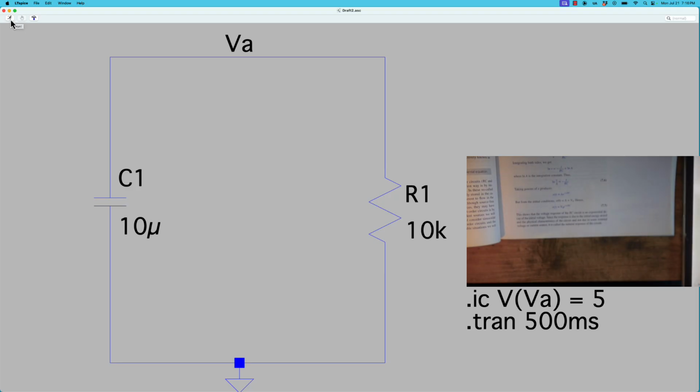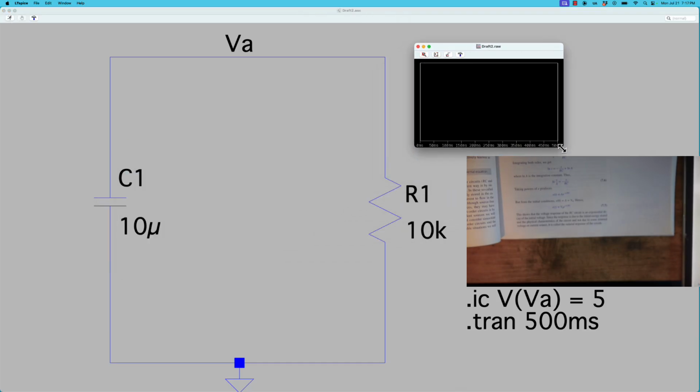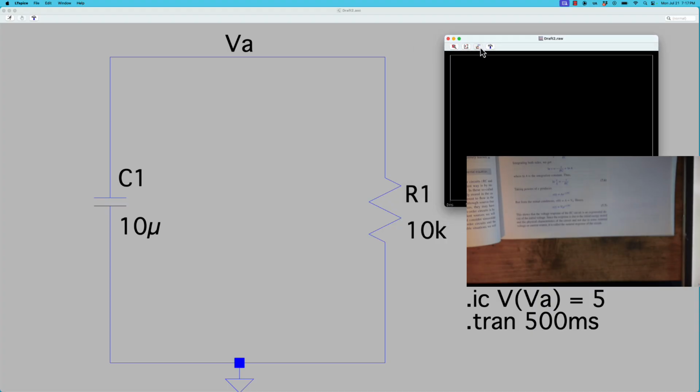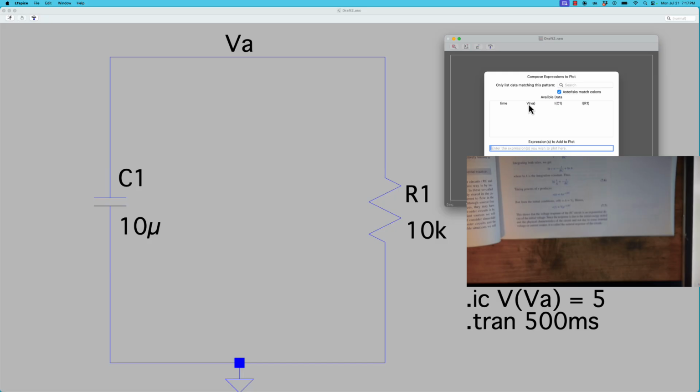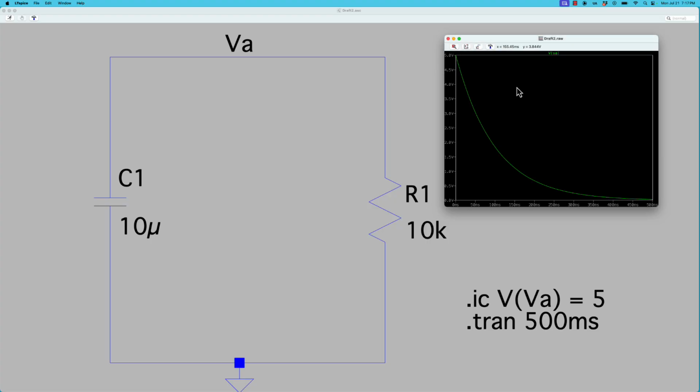So I'm going to run the simulation, and then we have the simulation window over here. This is the transient window. I'm going to expand this so that we can see a little bit clearer. And then I'm going to add a trace here, and we're going to do V of VA. We've already done the work here with the initial condition .IC V of VA equals 5 volts, or any volt. It could be 10 volts, 12 volts, and transient of 500 milliseconds. So if I click OK here, you can see this beautiful discharging curve.